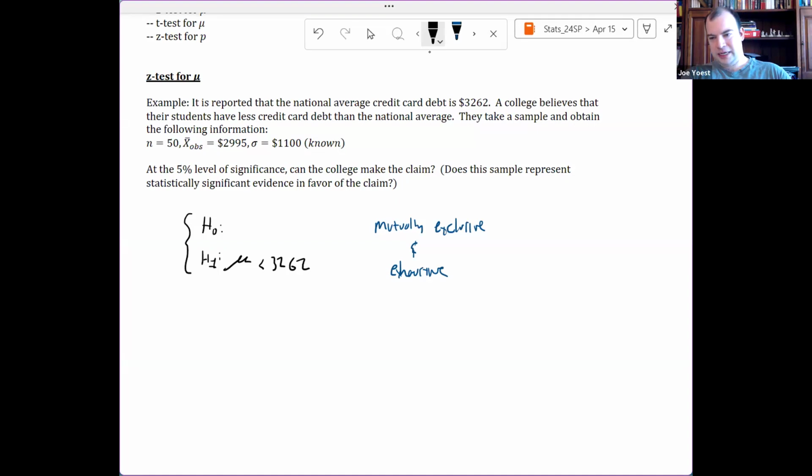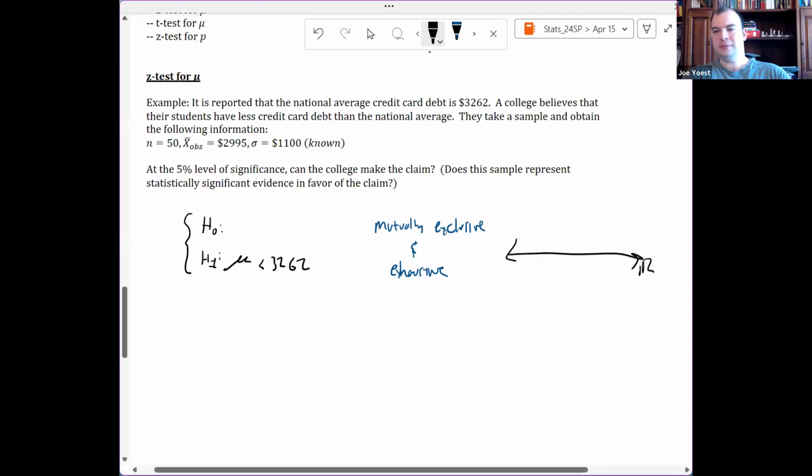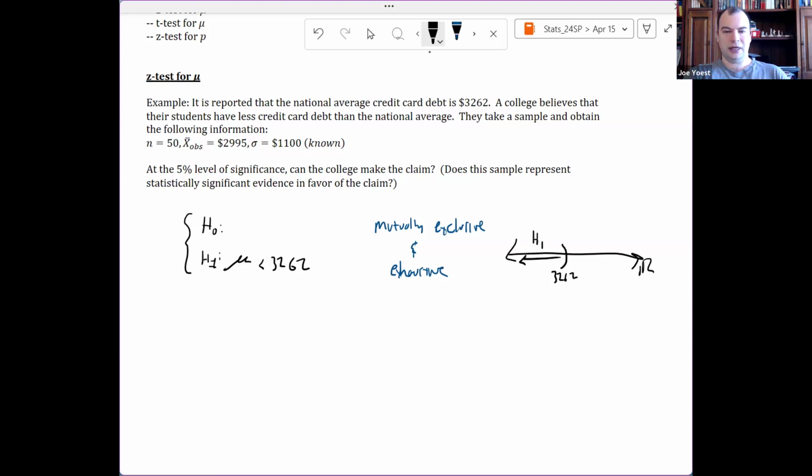So if I think of the real line, say H1 is all of the means strictly less than 3262. And then H0 has to be all the means bigger than or equal to 3262. If I made H0 mu bigger than or equal to 4,000, then there's a whole bunch of means that kind of fall into no man's land, where I don't really know which worldview I should adopt, even if I had perfect information.